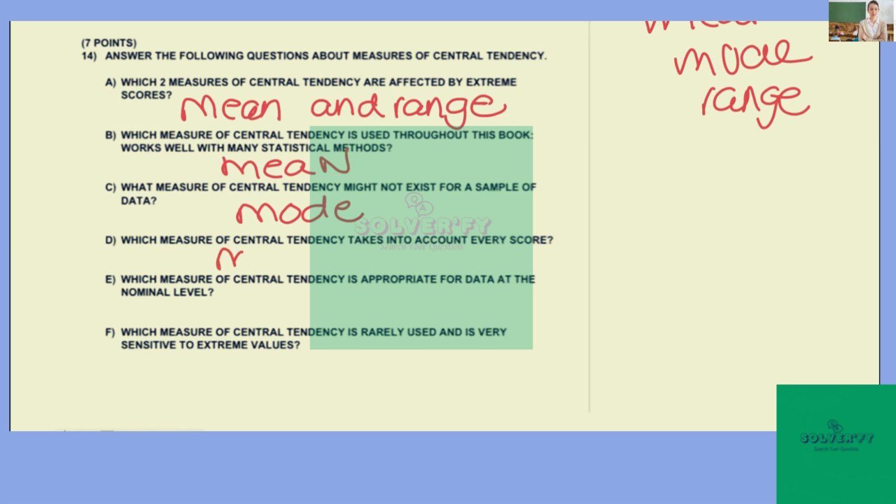For D, our mean, since it's the average, is going to take into account every score. When we're looking at nominal level data, we are going to want to use the mode. That's going to be the only central tendency that is going to be appropriate. And then last but not least, the one that is most sensitive to extremes and is not very used is the median. Since it's the middle score, these extreme values can very much impact that.